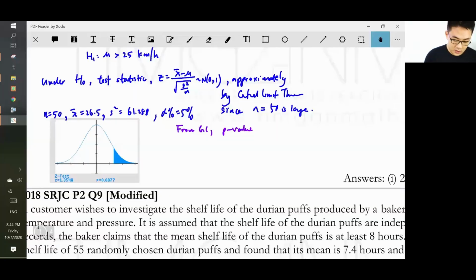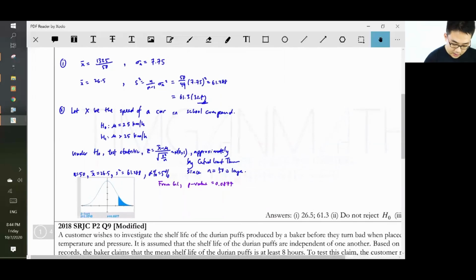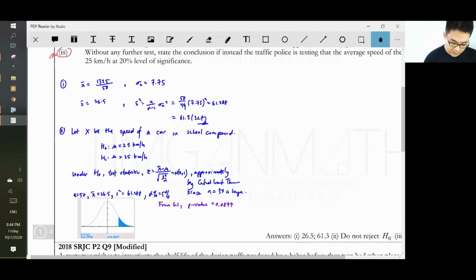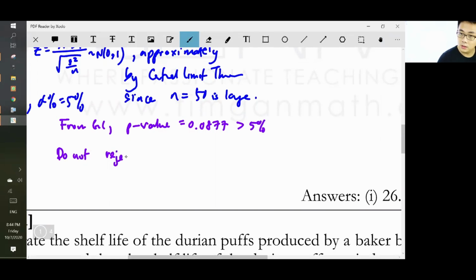Coming to you. Okay. So from GC, the p-value will just be 0.0877. So this is actually more than alpha percent. What's the alpha percentage? You're testing 5%, right? This is more than 5%, which is 8.77%. So do not reject H naught at 5% level of significance.